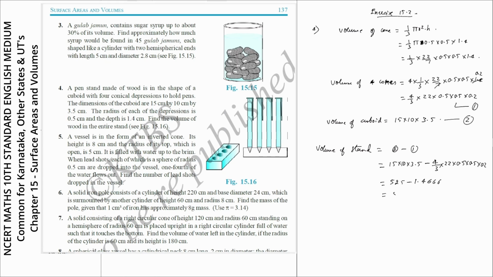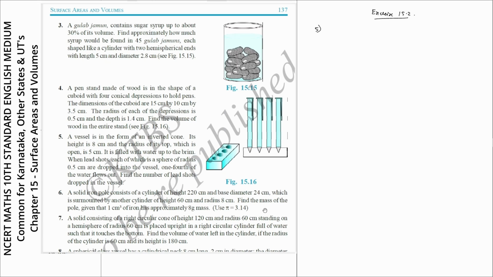you get 523.533. So here actually 3 you will get recurring, so you can approximate to 523.53. This many centimeter cube is the volume of the stand.